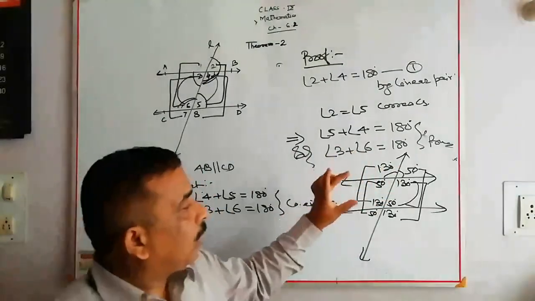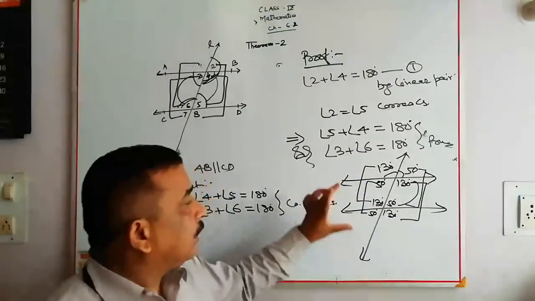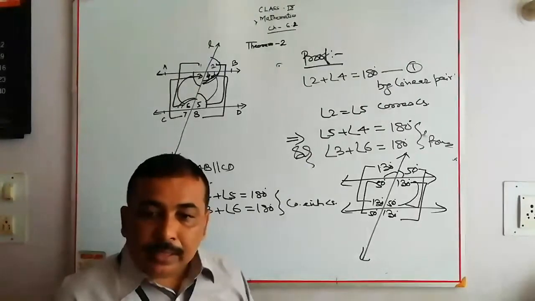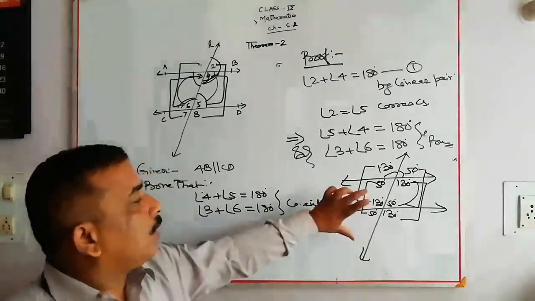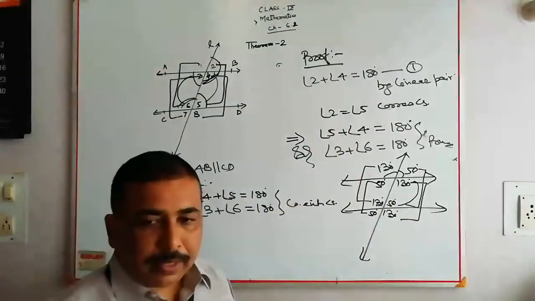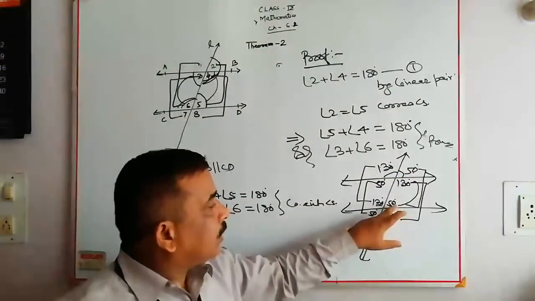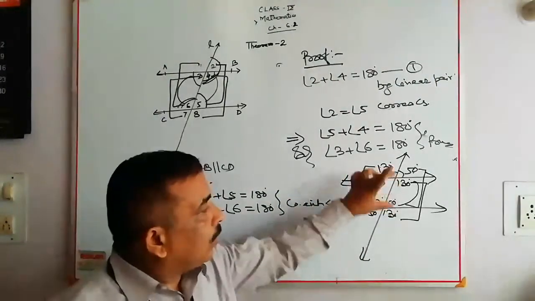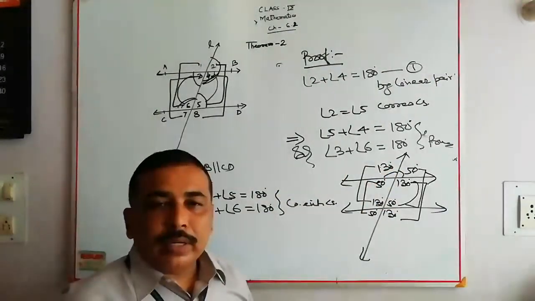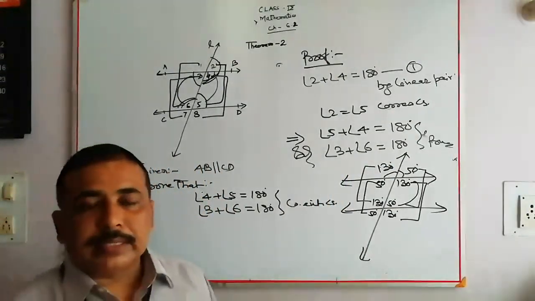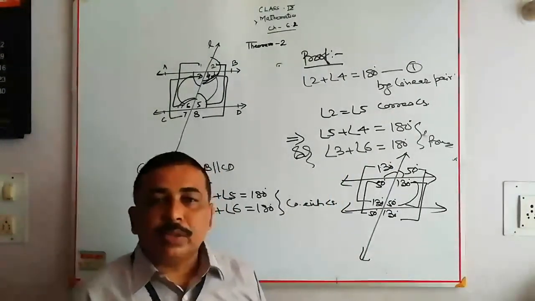angles is 180 degrees. Then we see that these lines are parallel lines. If alternate interior angles are not equal, its meaning is that these lines are not parallel lines. If corresponding angles are not equal, then these lines are not parallel lines. If the sum of co-interior angles is not 180 degrees, its meaning is that these lines are not parallel lines. These are the characteristics of parallel lines.